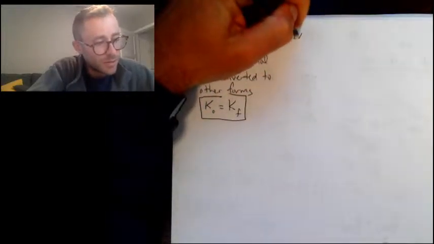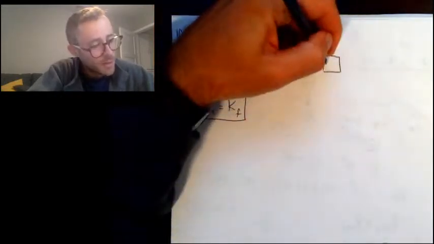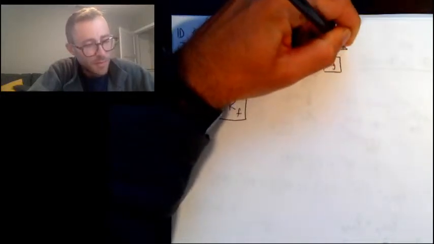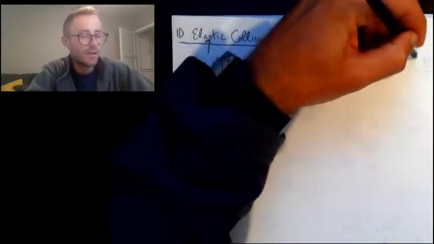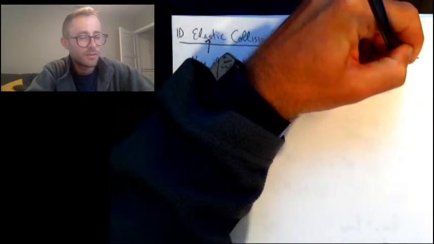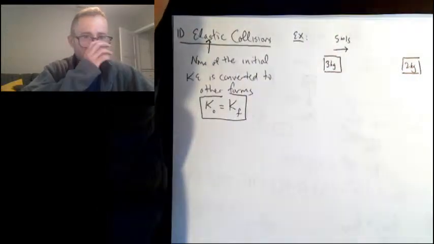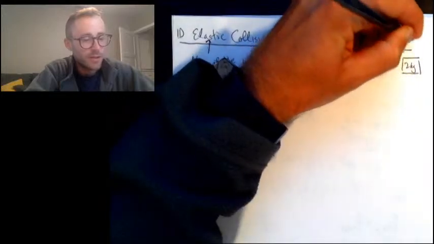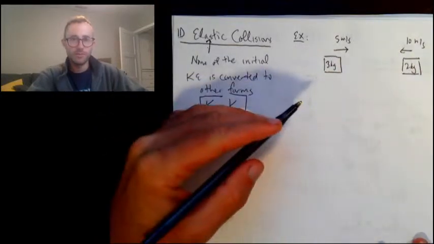All right, so let's do an example to see how this works. Okay? So let's just go with the same numbers as before. We've got the 3 kilogram object moving this way at 5 meters per second. And then the 2 kilogram is moving this way at 10 meters per second. Okay? So this is before the collision.